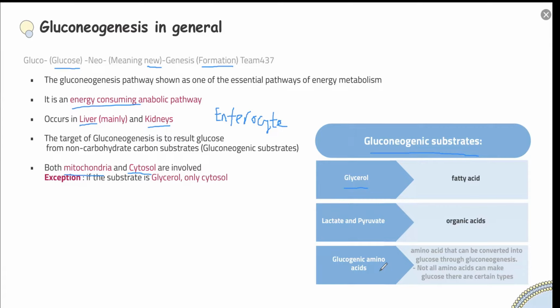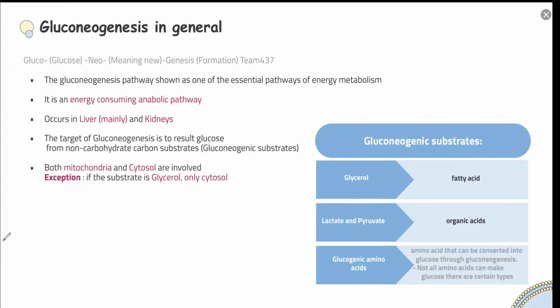And then the next substrate for gluconeogenesis is glucogenic amino acids. Amino acids that can be converted into glucose through gluconeogenesis are called glucogenic amino acids. So all the amino acids that can be converted into glucose in the process of gluconeogenesis are considered glucogenic amino acids.